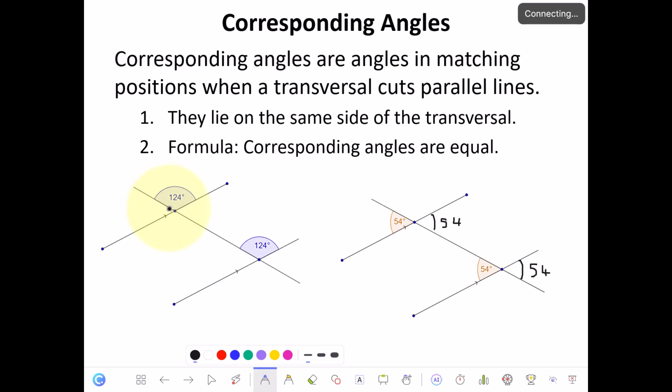Just like this 124, this one at the bottom here is also 124. This 124 is a vertically opposite angle to the other 124, and it's also equal to this side as the corresponding angle. So take note of all these properties. It will help you to understand better as we move on.